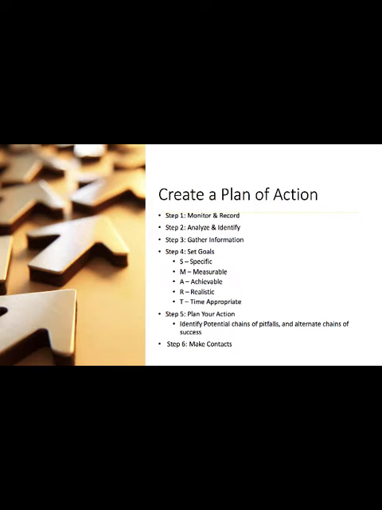Step 2, we want to analyze and identify, okay, so what's working, what's not working, how am I going to be able to look at how a different kind of structure is going to work for me. And again, we're going to walk through all these parts. Then you need to gather information. You're not only gathering information about what's working for you already or not working for you already in terms of that behavior, but you also want to gather outside information. What do the experts say?